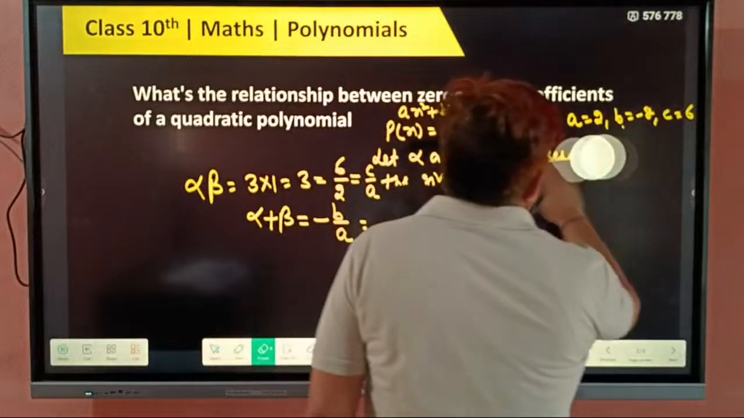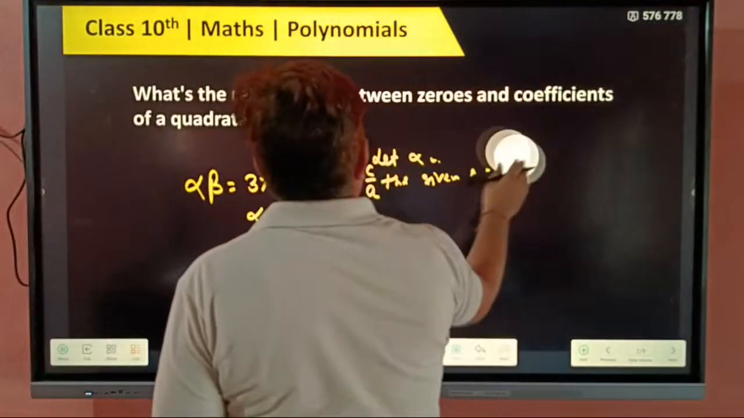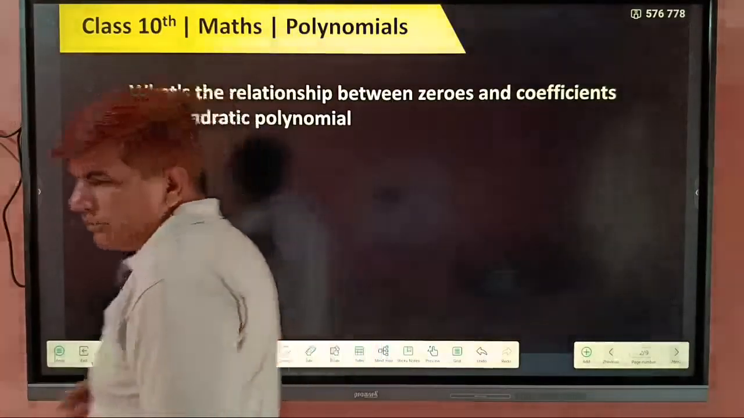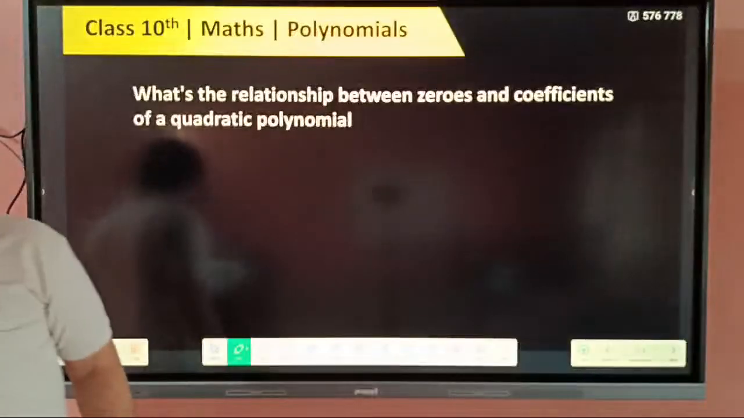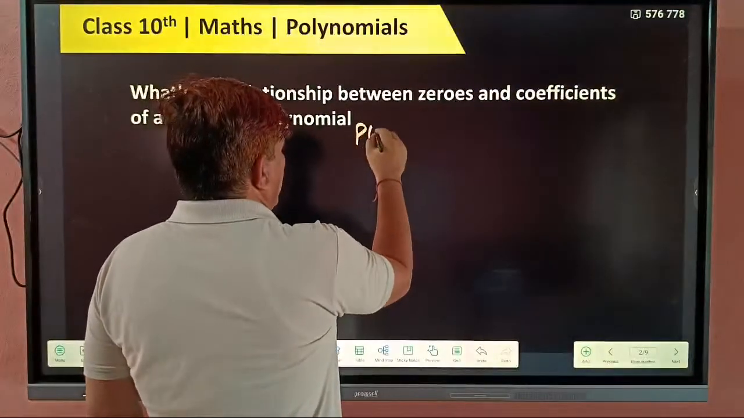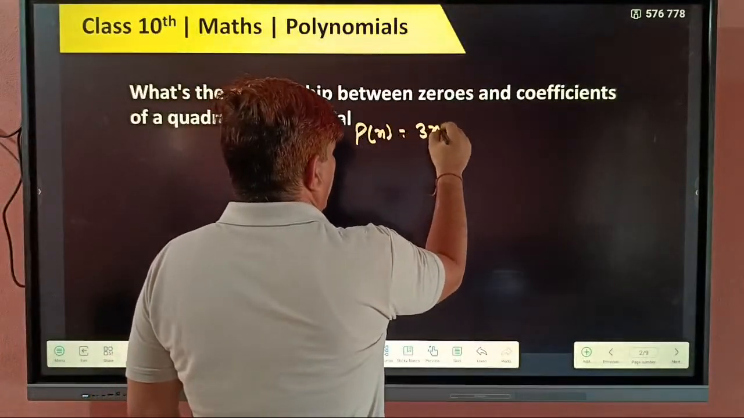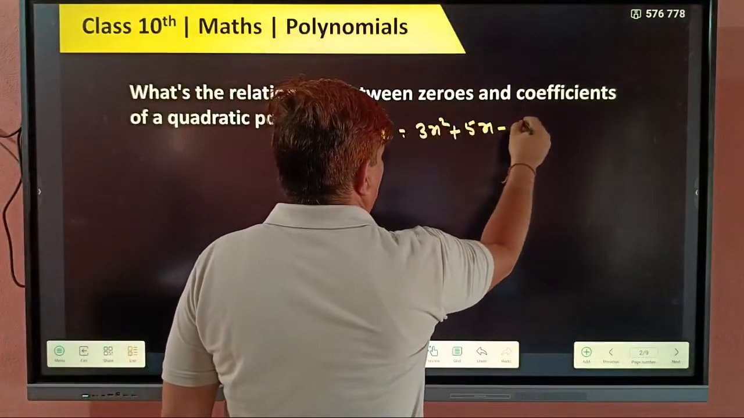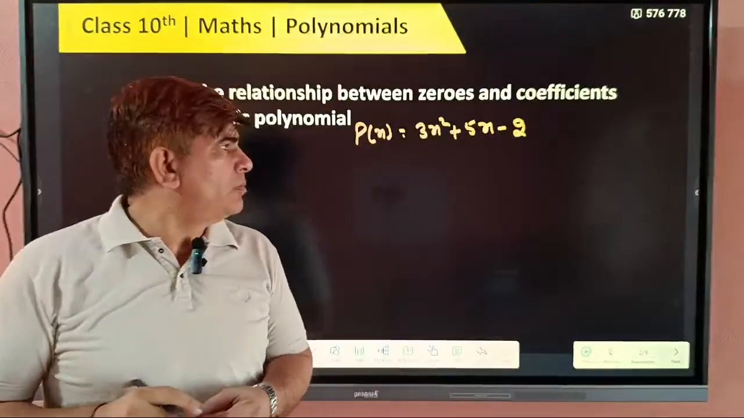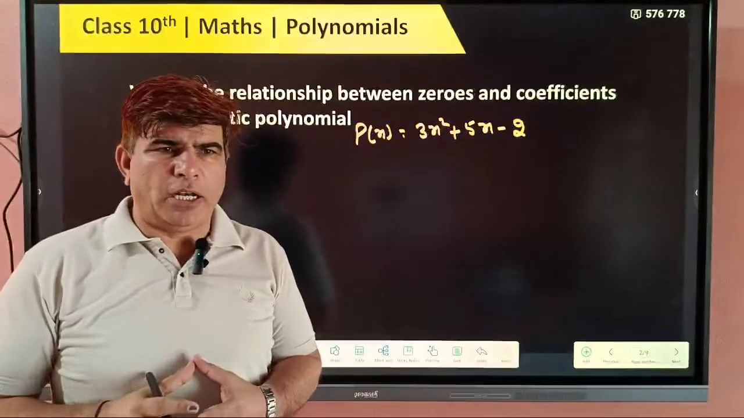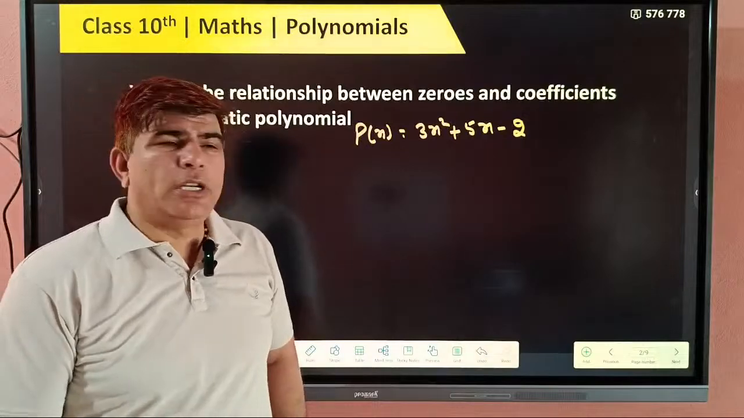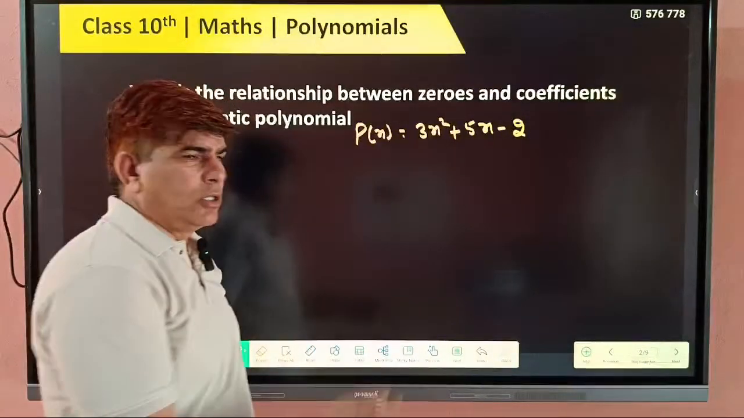So what's the next example? The next example is this. What's given? Polynomial P(x) equal to 3x square plus 5x minus 2. This polynomial is given to you, and you have to find the relationship between the zeros and the coefficients of the quadratic polynomial.